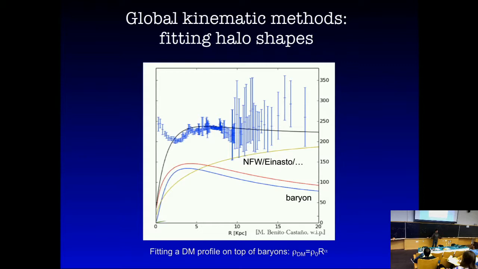Okay, so it's just a matter of convenience that I measure the total rotation velocities, so I know the potential, and from the stellar photometry, I go to the velocity of the stars. Is that clear? Or is it confusing? I know how to go from one to the other. Okay?